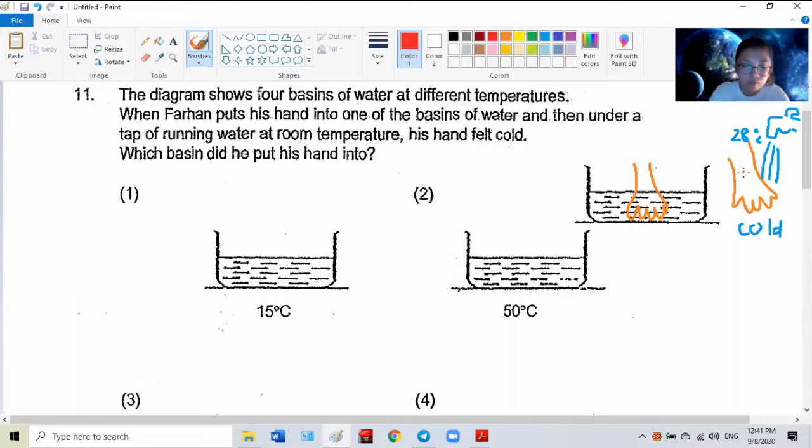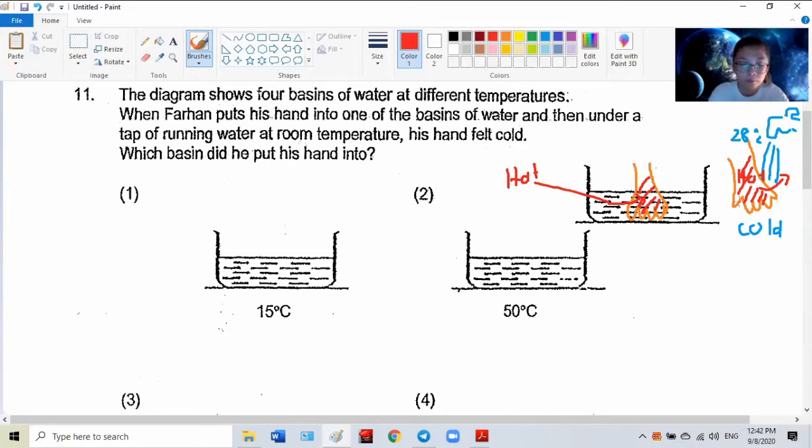Hotter. Why? Because heat flows from hot to cold. That's why when he feels his hand, why is my hand so cold? Because his hand lost heat. When you lose heat, you feel your hand cold, right? That means the basin of water must be very hot, so that the hot water passes the heat to his hands. Now his hands become hot. And then when he puts them under cold water, the heat from his hand is lost to the cold water, then he feels cold.